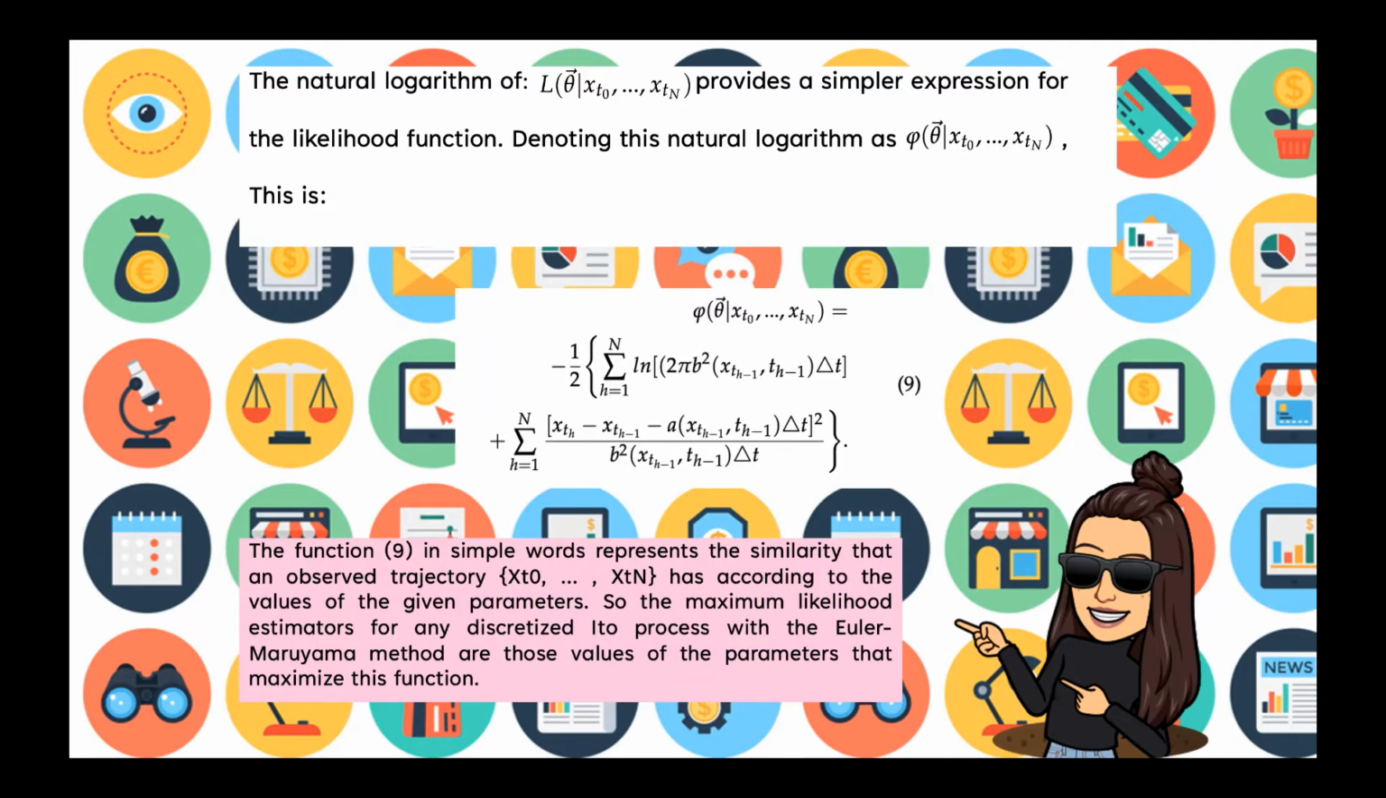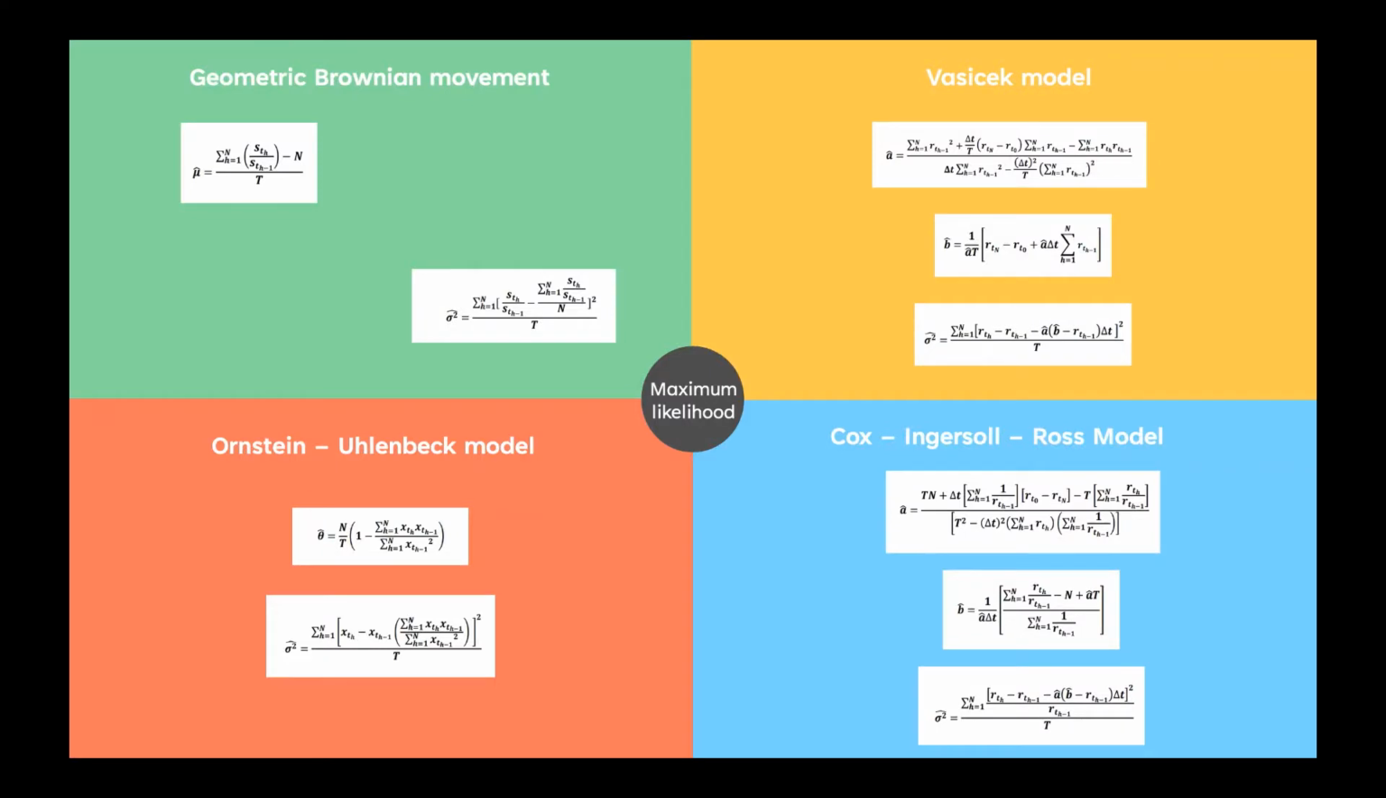Once again, doing some algebra like Antonio did or looking up the formulas, we get this. Using the maximum likelihood method, we can obtain the parameters for each model. So first, we can obtain for the geometric Brownian movement the parameters mu and sigma squared. For the Ornstein-Uhlenbeck model, we obtain the values of theta and sigma squared. For the Vasicek model, we can obtain the values of a, b, and sigma squared. And for the Cox-Ingersoll-Ross model, we can obtain the values of a, b, and sigma squared.